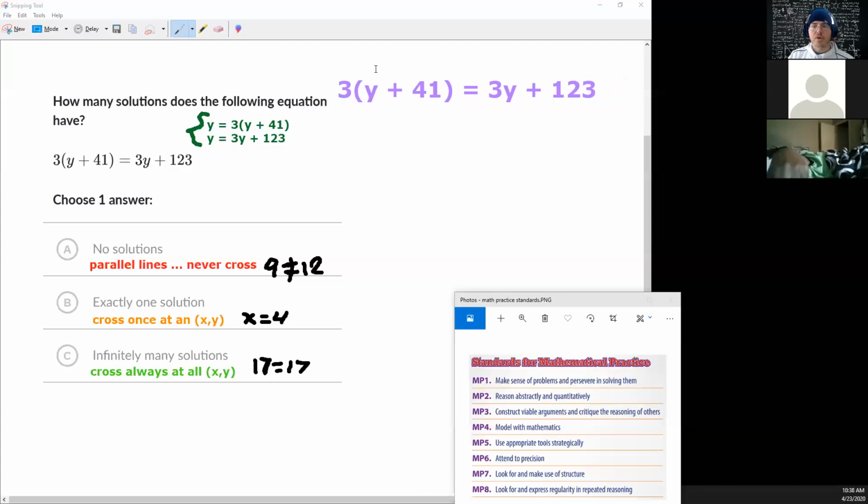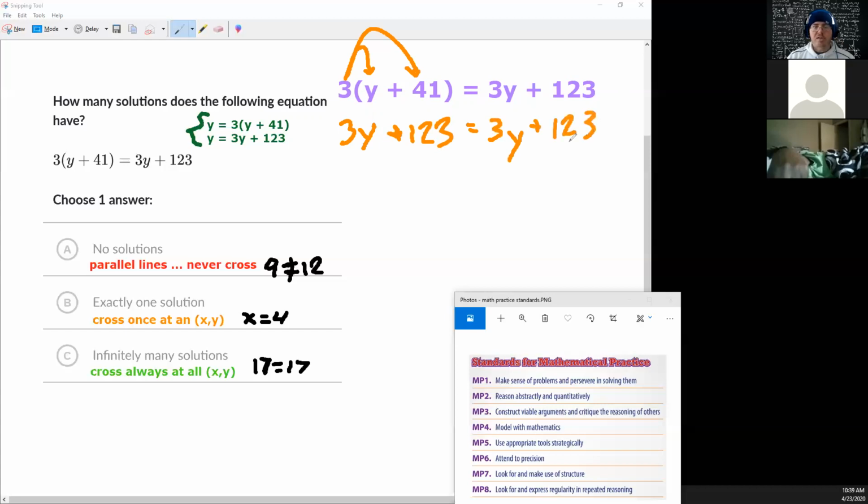And now we're going to start using a lot of the same skills we've been using this morning for the past almost 40 minutes. So we're going to do the distributive property, where I have to multiply 3 times both terms. So 3 times y is 3y. 3 times 41 would be, well, 3 times 40 is 120, and 3 times 1 is 3, so that would be plus 123, which is equal to 3y plus 123.